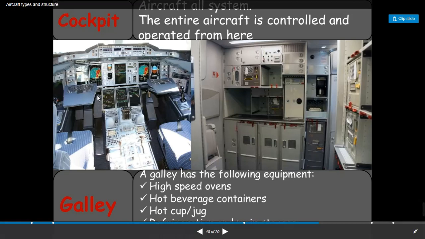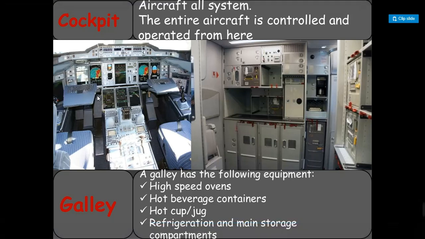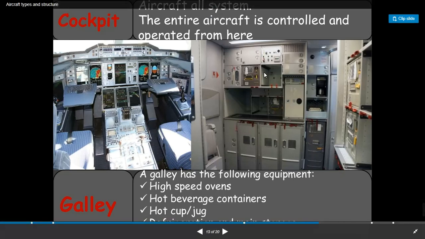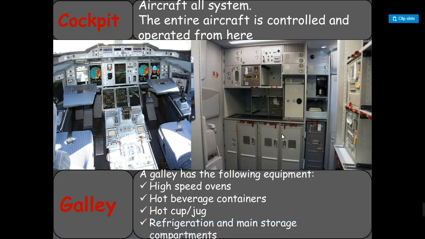Okay? Then we have the galley. So the galley has the following equipment: high-speed oven, hot beverage container, hot jug or cup, refrigeration, and main storage compartment. So this is it. Dito na rin ta mga cabin crew magtrabaho. Okay? So there are locks, oven, coffee maker, microwave oven. These things are all useful pag mag-conduct tag food service sa aeroplano.